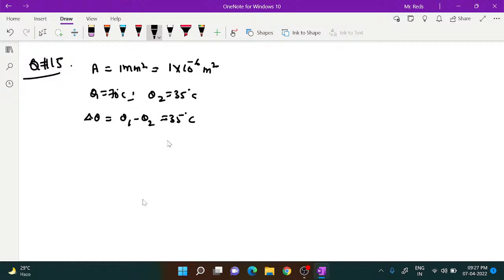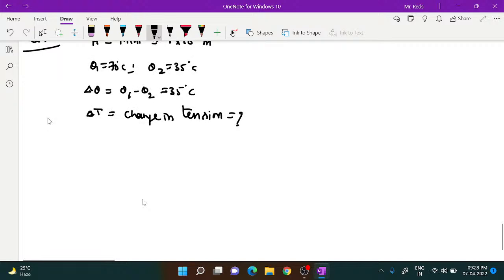If so, calculate the change in tension on the wire. Change in tension, delta T. This is not temperature, this is tension. This is change in tension. Delta T, change in tension, is equal to what? How to deal with this: we have to deal here with a concept called thermal stress. Stress is equal to force by area.